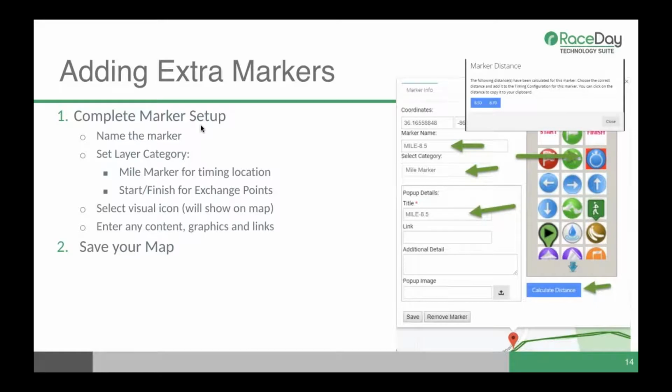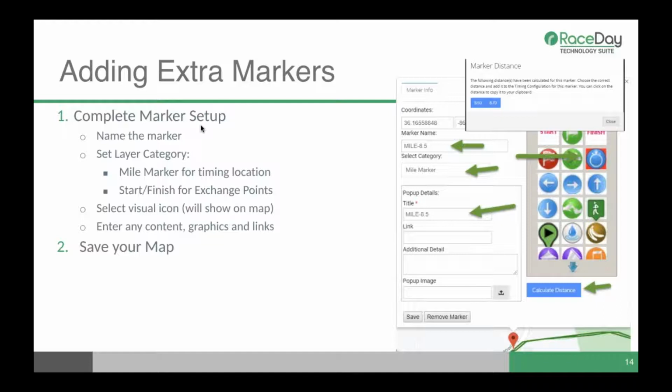So let's dive deeper into this marker setup. To complete the marker setup, again, you'll name the marker and you'll set the layer category. So for all of these intermediate timing locations, you'll want to set this category to mile marker. For exchange points in a relay race, you would set the exchange location category to start and finish, since the exchange point is technically the finish for one leg and the start of another. And then go ahead and select the visual icon.